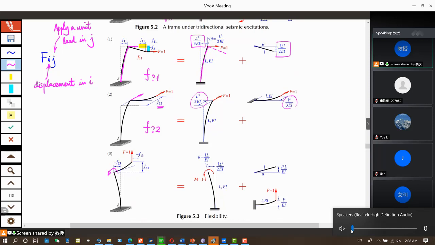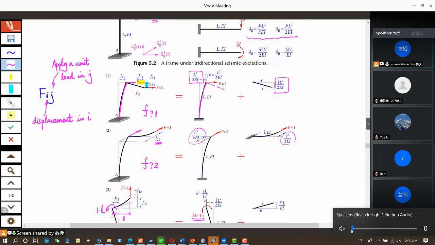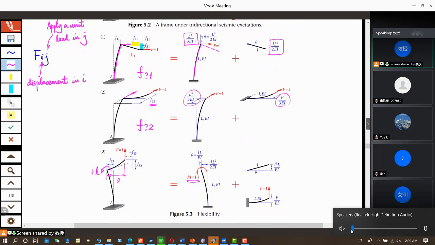Now this piece, BC, has a rigid body rotation to here, and then under the load, it bends. So it has two parts. It has a rigid body rotation due to the rotation of AB, and then plus the deformation due to bending. The bending is this case with point load at the end. So this gives us F13, direction 1, force in 3. And then this adds up to give us F33.